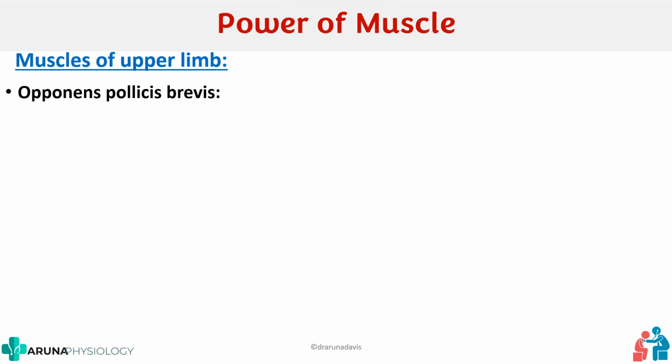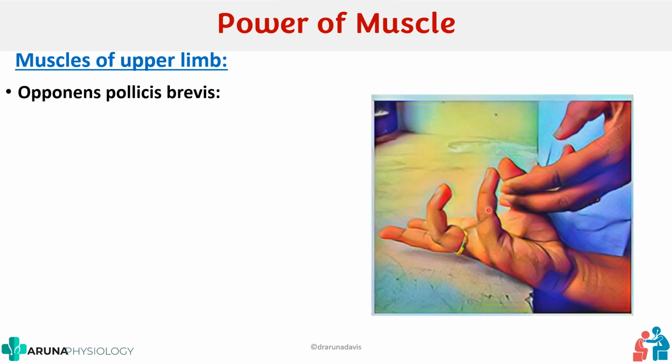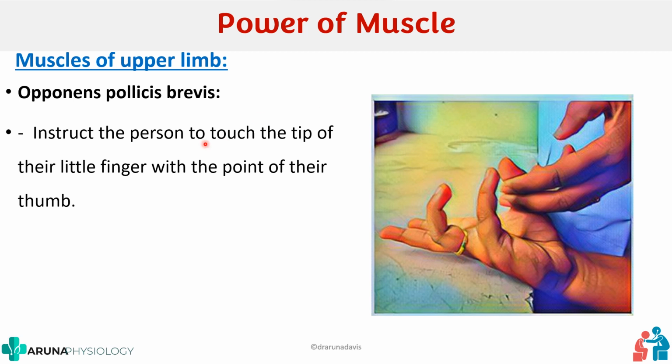Next one is opponens pollicis brevis. In this case, what is the action of the muscle? It is the opponens muscle. So ask the subject to touch the thumb with the little finger. Instruct the person to touch the tip of the little finger with their thumb. And what will the examiner do? The examiner will apply resistance against this movement. Okay, so that is how we will test for opponens pollicis brevis.